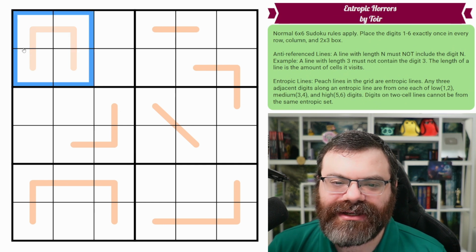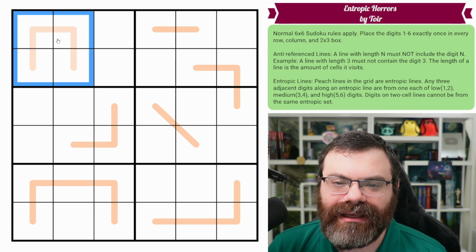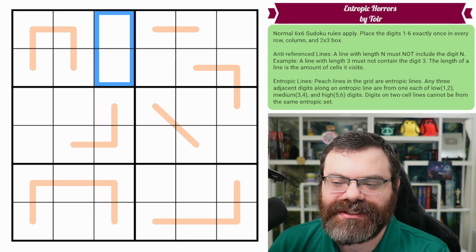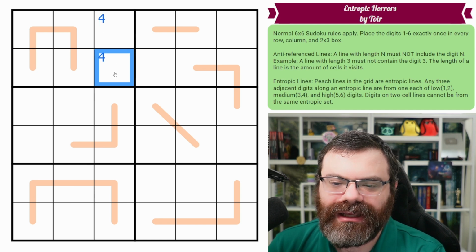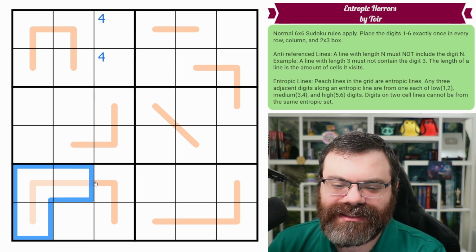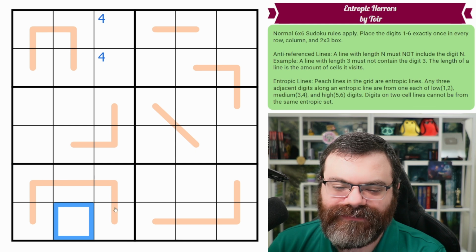All right, the first thing I'm seeing actually with this is this can't have a 4 on it. So that means in this box, the 4 is limited to just these 2 cells here. Is there anything else like that? Yeah, this line cannot have a 5 in it. So we actually get our first digit. We can place the 5 in the box here.